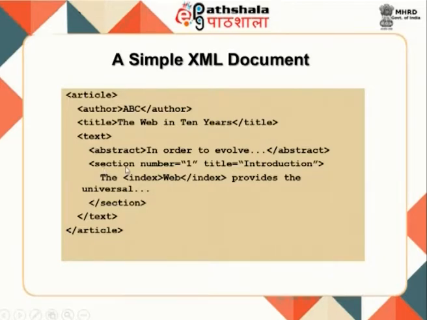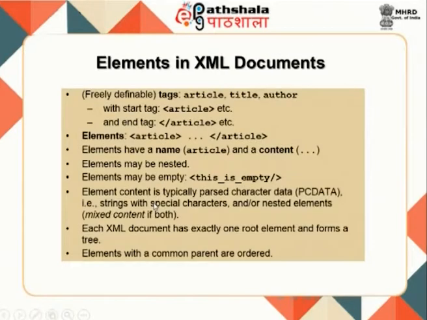Now, coming here, this is an element section. It has an attribute like number, and this is the attribute value, and you can see that there is another attribute like title, with its value. Before it closes, it also has content like text, and within the text you have another element like index. So, you can have mixed content in an XML document.